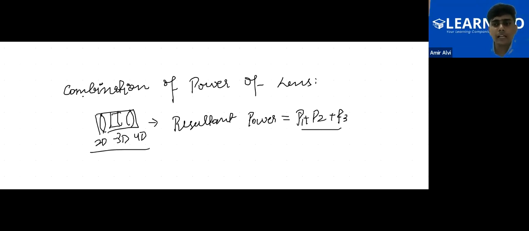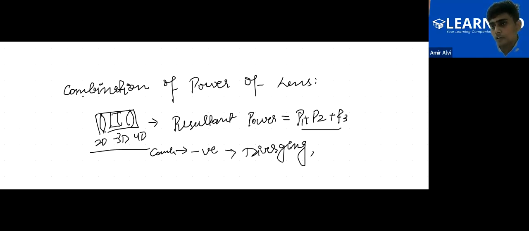It means that if the resultant combination is coming out to be negative, it will perform as diverging. It means that it will diverge the rays. And if the combination is coming out to be positive, in that case it will act as converging. Is this clear to all of you? Please let me know once.